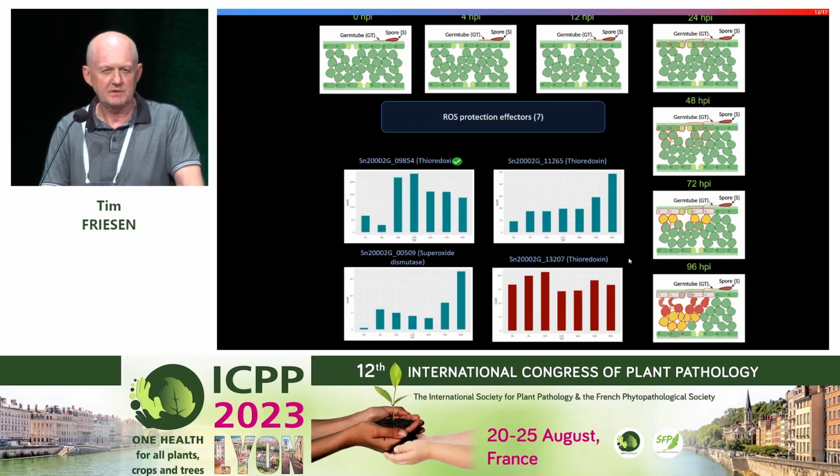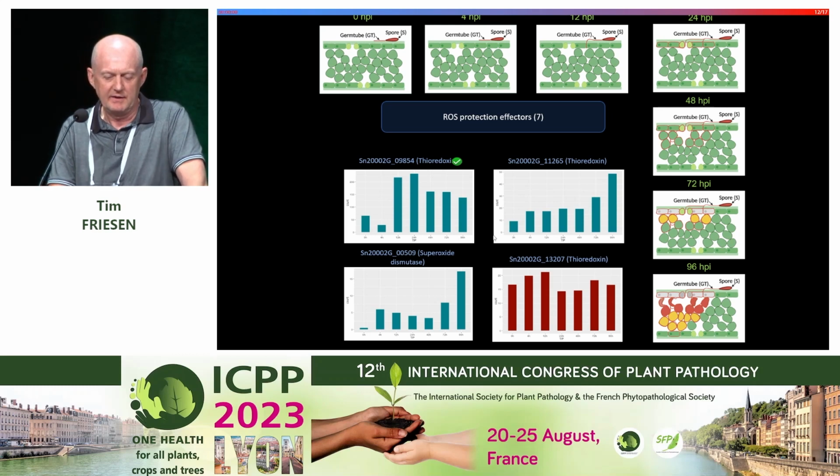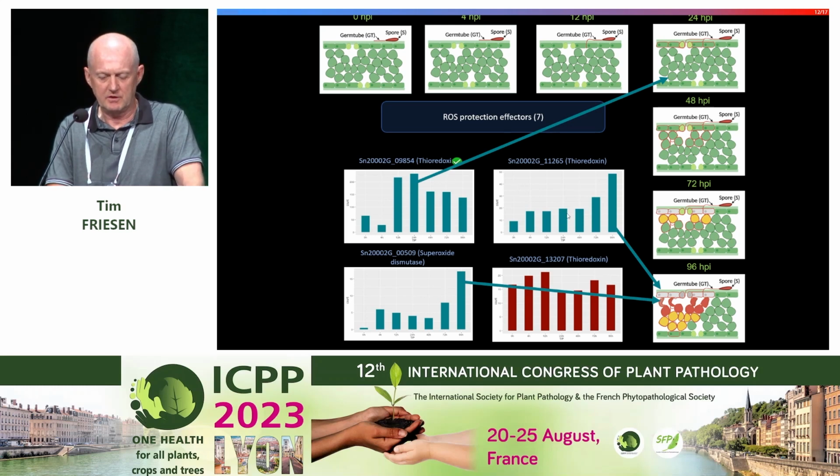The oxidative burst is another thing that the pathogen has to navigate. Here we have 3 thioredoxins, which are involved in neutralizing reactive oxygen, and also the superoxide dismutase. These are involved later on here in the 96-hour time point, which is where we really have a lot of reactive oxygen. But we also have some that are involved in the early phases here.